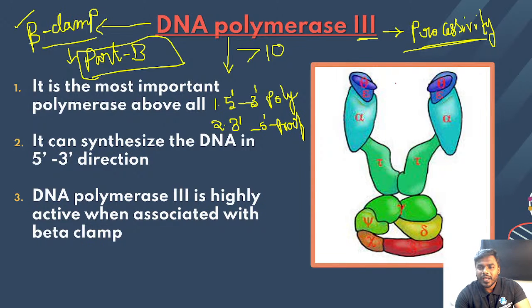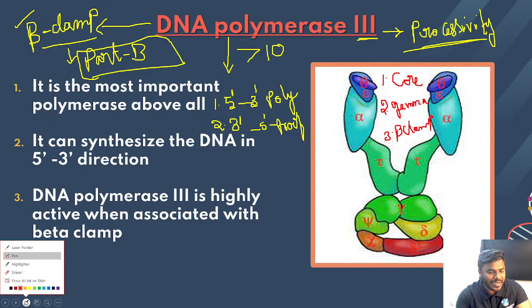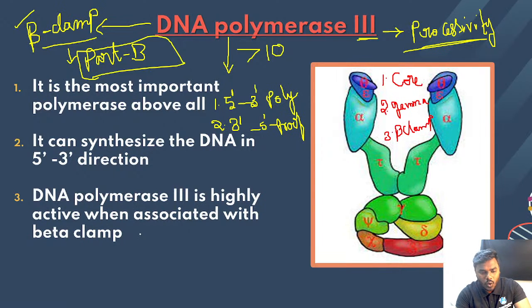All of you listen, friends. Those subunits can be divided into 3 areas. One we call the core area. Another one we call the gamma complex. Next one we call the beta clamp. To make you understand, I will be writing one by one. What is the core enzyme exactly made up of? Friends, the core enzyme is made up of alpha, epsilon, and theta. These 3 together we call the core enzyme. Do not forget this point, friends.